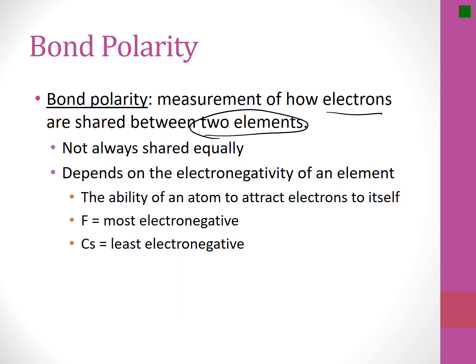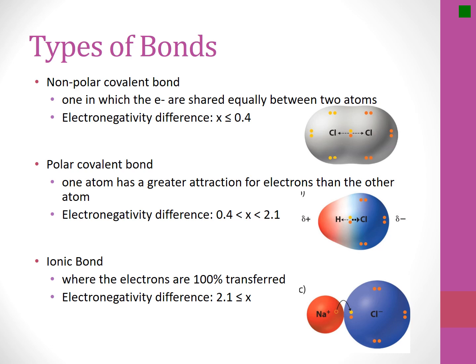It depends on the electronegativity value of that element. And remember from first semester, electronegativity is the ability of an atom to attract electrons to itself when shared in a bond. And F is the most electronegative, Cs or cesium is the least electronegative. So what that means is F will want the electrons more than any other element, and Cs will want them as little as possible.